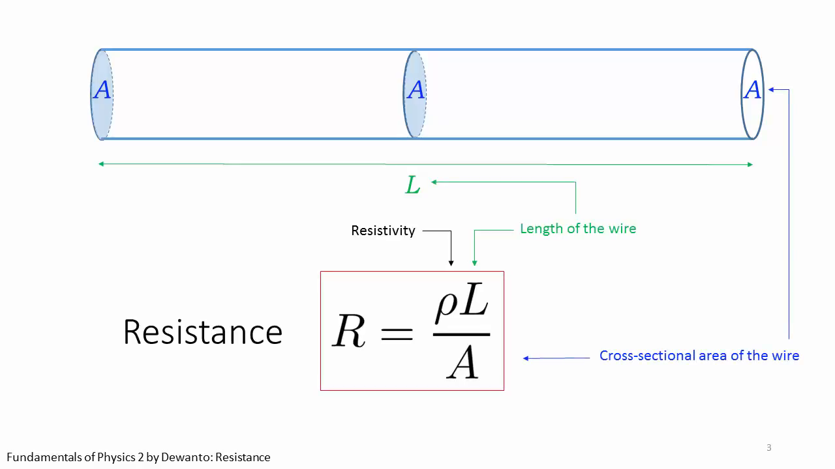Longer wire carries more resistance than shorter wire of the same material. Thinner wire also carries more resistance than thicker wire of the same material. Needless to say, wires made of different material possess different resistance.